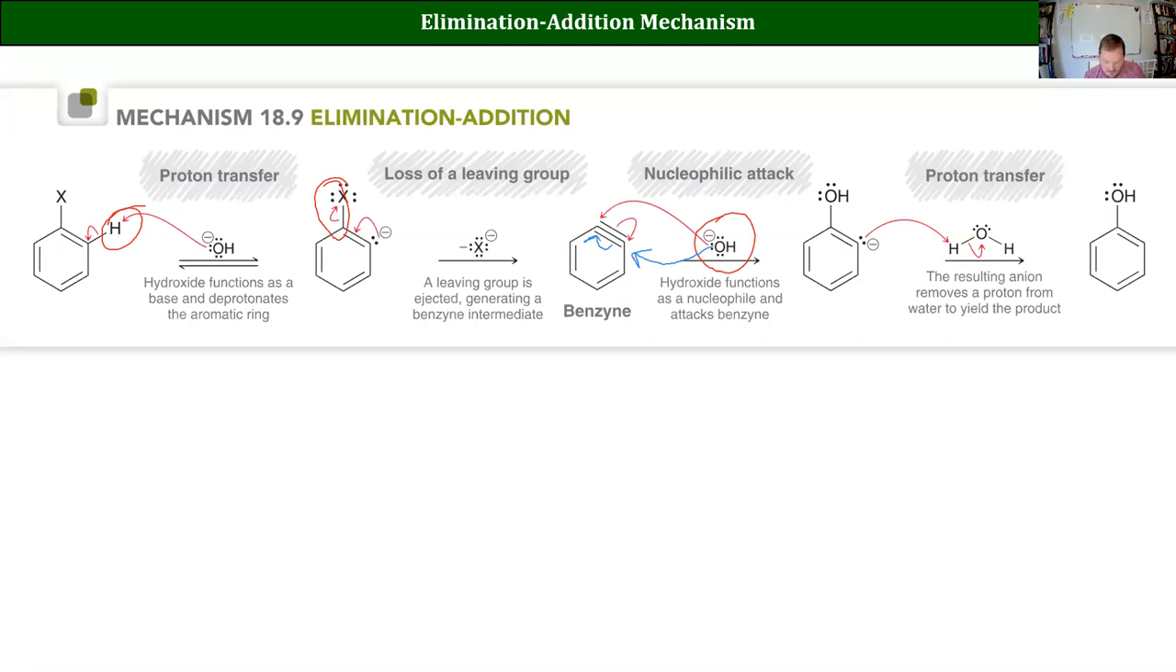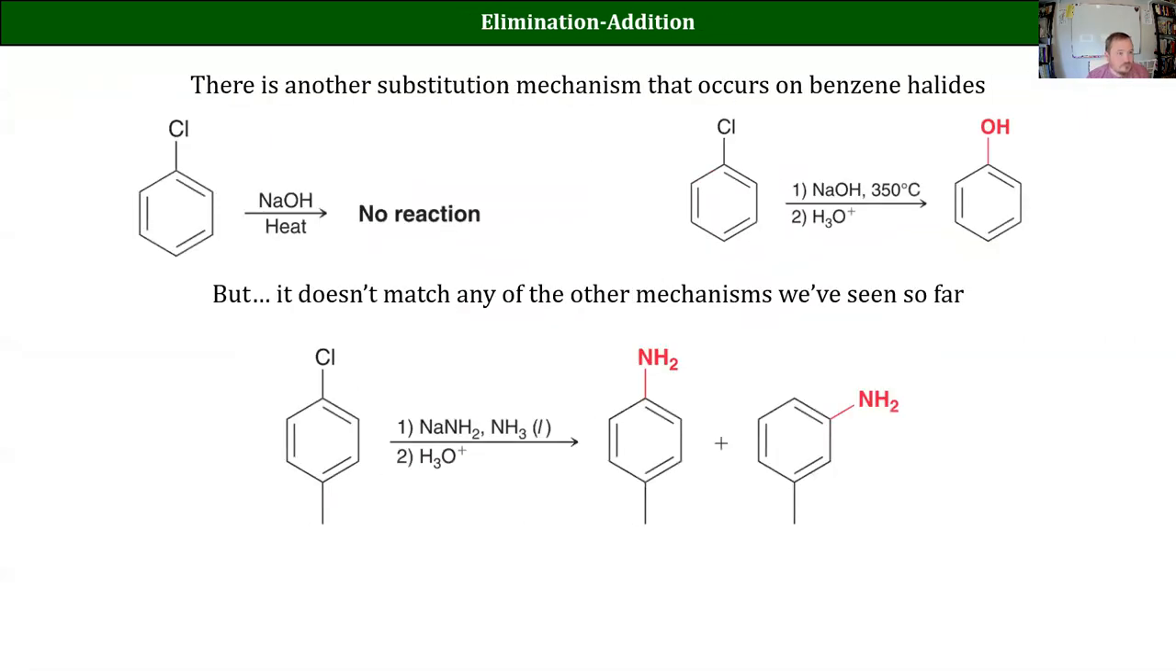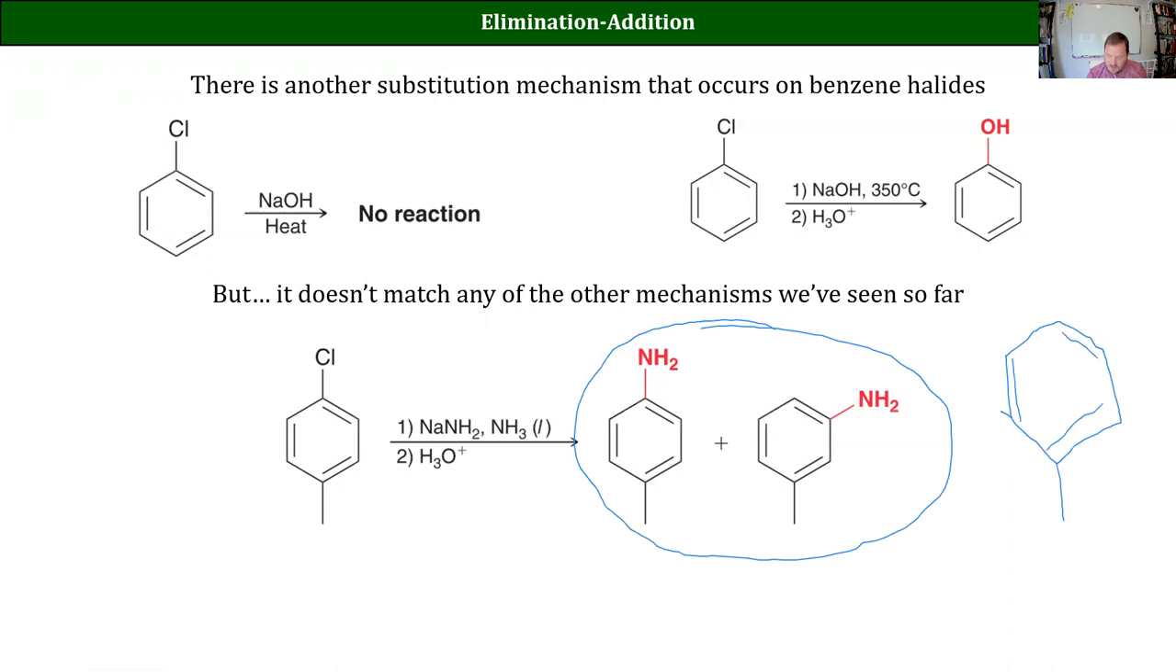So that's why, for this bottom reaction here, we get the para and the meta: it's going through that benzyne intermediate, and that benzyne intermediate has to have one end of the triple bond where the chlorine was. So that would be our benzyne intermediate in this case. So the only two places that you could add your new nucleophile would be on either end of the triple bond.